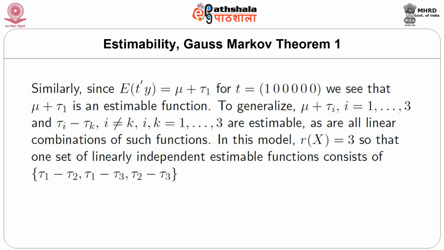To generalize, mu plus tau i for i equal to 1 to 3, and tau i minus tau k, i not equal to k, i, k equal to 1 to 3, are all estimable, as are all linear combinations of such functions. In this model, the rank of X is obviously 3, so that one set of linearly independent estimable functions consists of tau 1 minus tau 2, tau 1 minus tau 3, tau 2 minus tau 3.